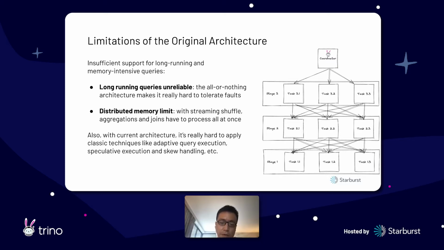With streaming shuffle, Trino requires processing of all partitions of a stage to happen all at once. Therefore, Trino will not be able to execute huge joins and aggregations if the cluster does not have enough memory to hold the hash tables. Also, with the original architecture, it's really hard to apply optimization techniques like adaptive query execution, speculative execution, and skew handling, etc.